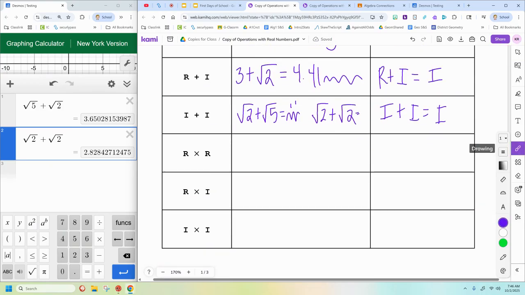All right. So we're going to do rational times rational. So let's go ahead and do the same things we did before. We can do 3 times 0, and we can do 3 times 1/3. And let's see what kind of answers we get. And some of you might know those already in your head. Okay?